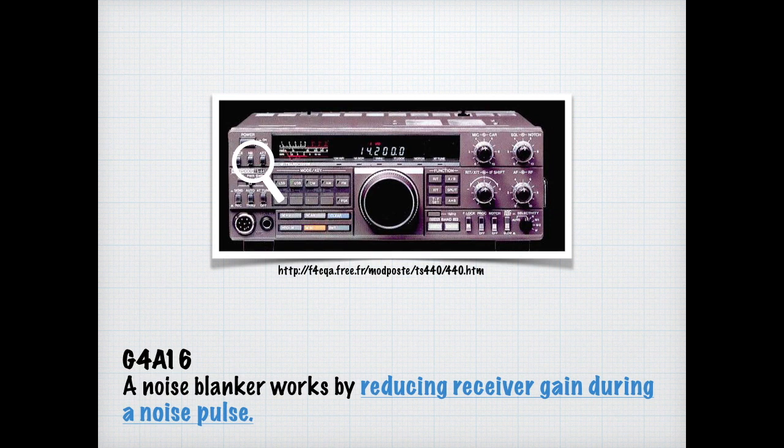A noise blanker does exactly what its name implies. It blanks out noise. The way it works is by reducing the receiver gain during the noise impulse. This is particularly useful if you have a car with a noisy ignition system.